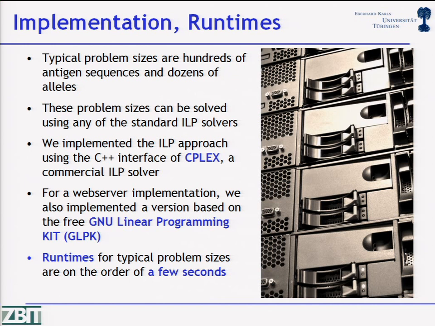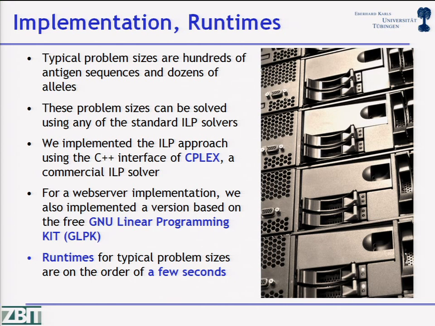The problem sizes that are of interest for vaccine design are, I wouldn't say small. It's not exactly a small problem, but they're manageable. We have hundreds of antigen sequences and usually dozens of alleles, and these problem instances can be solved with CPLEX in a matter of a couple of seconds, so a second or 2 or 3. That's usually all it takes to determine the optimal vaccine.